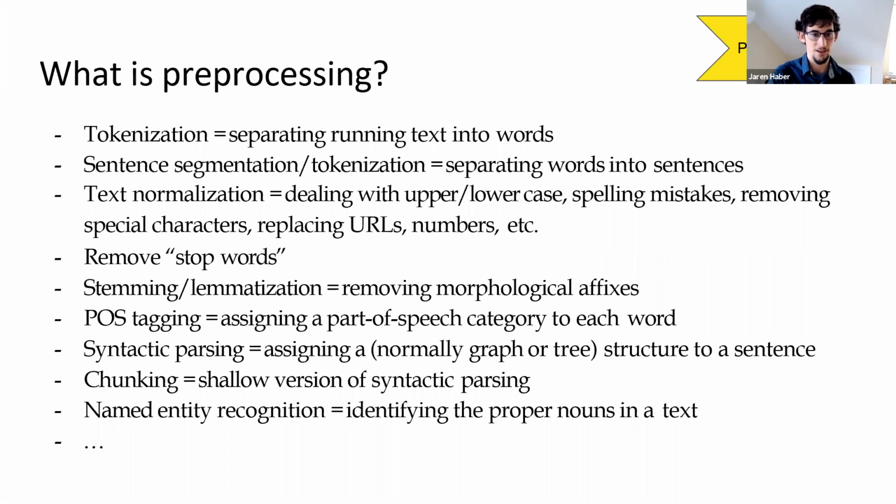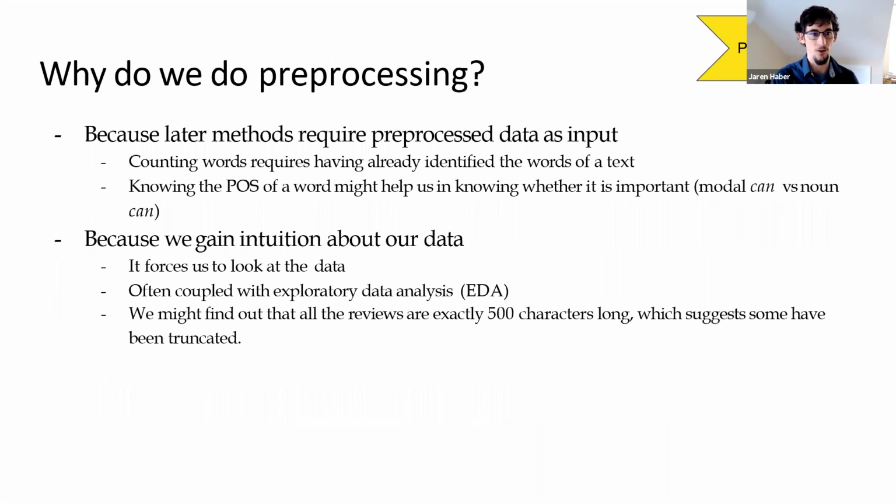Chunking is a shallow version of syntactic parsing. I haven't really done that much of this work, but it's common. And named entity recognition, where you can identify proper nouns in a text. And there's all kinds of different ways to do each of these steps. We're going to walk through some of the most common ones. So you've got kind of like a pre-baked recipe, but knowing how they work is also important. So we'll do some of that. Now, why do we do this?